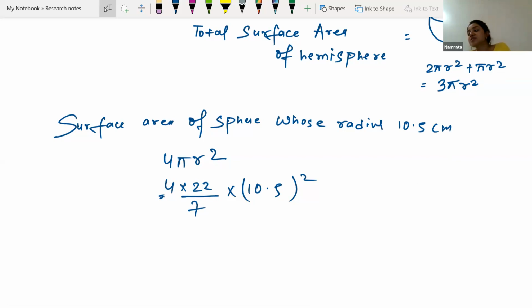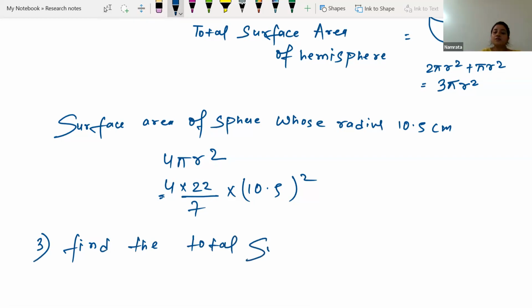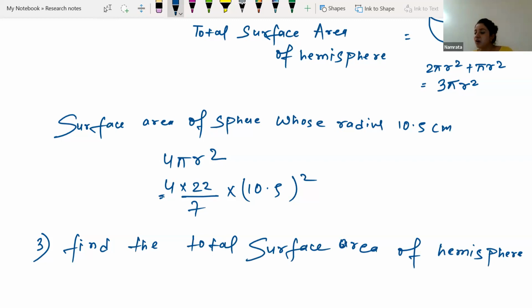Now, the first few questions are very basic. Number three question says, find the total surface area of a hemisphere of radius 10 centimeter. Here it's given, use pi equals 3.14.